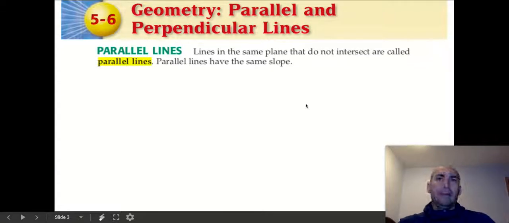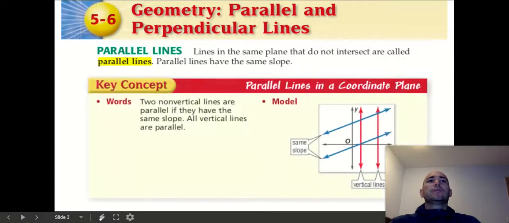So parallel lines are lines that are in the same plane that do not intersect, and those are referred to as parallel lines. Parallel lines always have the same slope. So here's an illustration here. Two non-vertical lines are parallel if they have the same slope. All vertical lines are parallel.